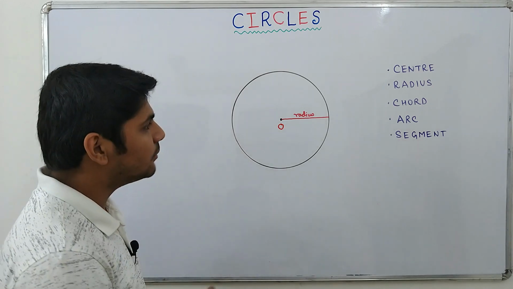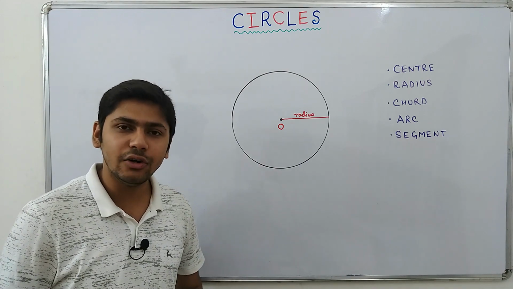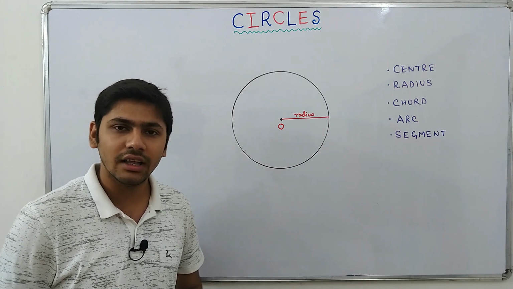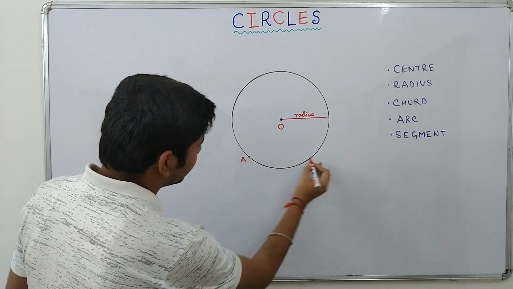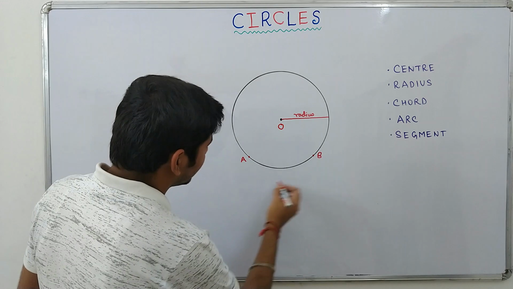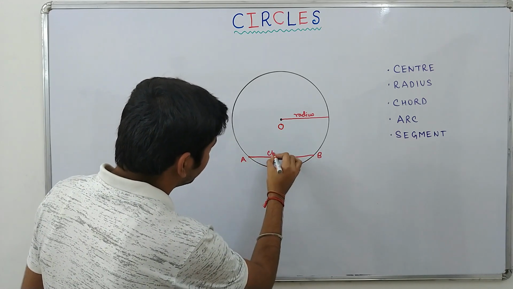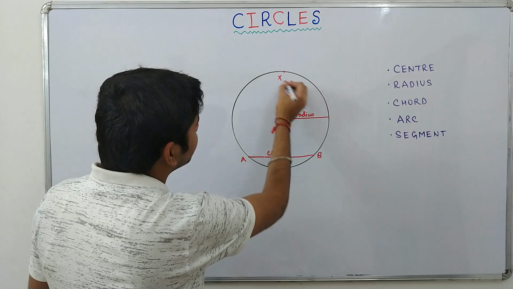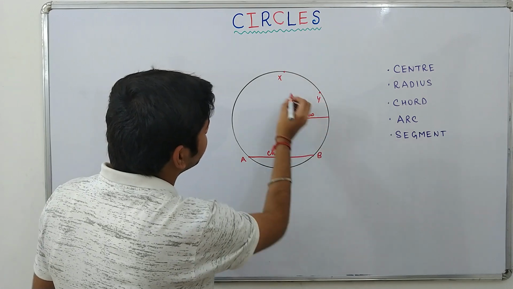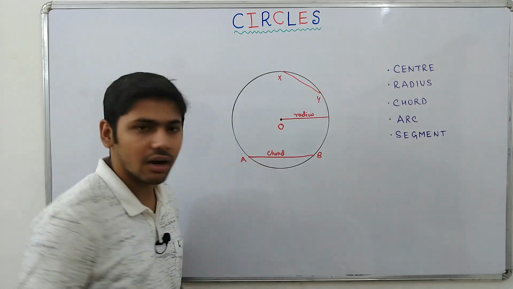Okay? Then comes chord. What is a chord? A straight line joining any 2 points on a circle is called a chord. Say we have the point A and the point B. A straight line joining AB is called a chord. Say we have a point X over here and a point Y over here. The straight line joining point XY is also a chord.